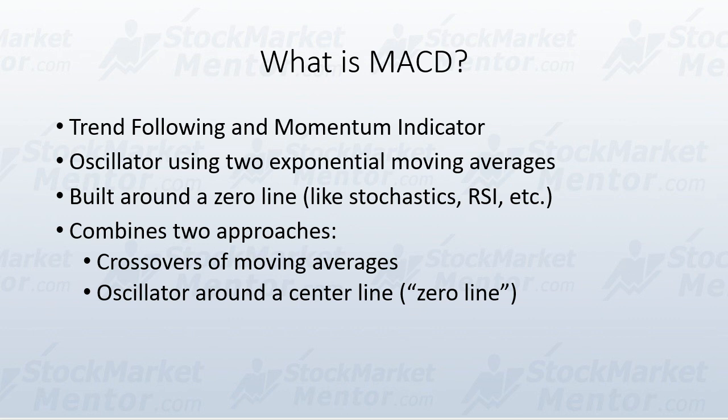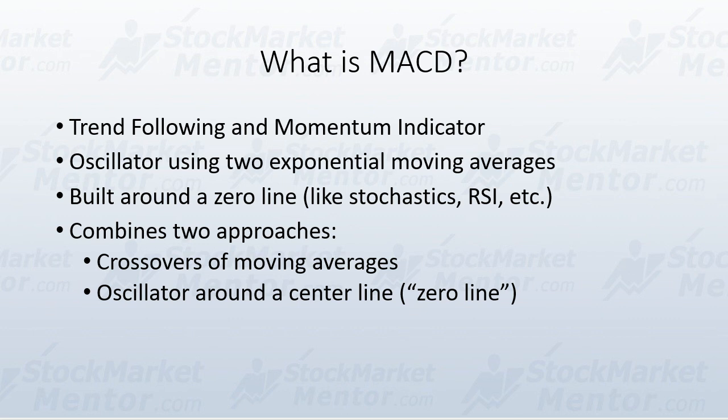It's different than a typical accumulation distribution line, which just trends up or down, or relative strength, something like that. So I like the fact that it's an oscillator, and it's also really easy to read, and we'll get into this in a second. But the point is, I call it the Swiss Army knife because it combines two approaches. It gives you the crossovers of moving averages, and then it also gives you the flexibility of an oscillator and the certainty of a zero line.